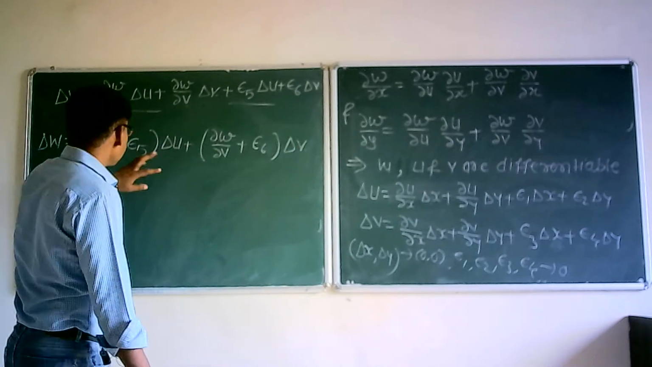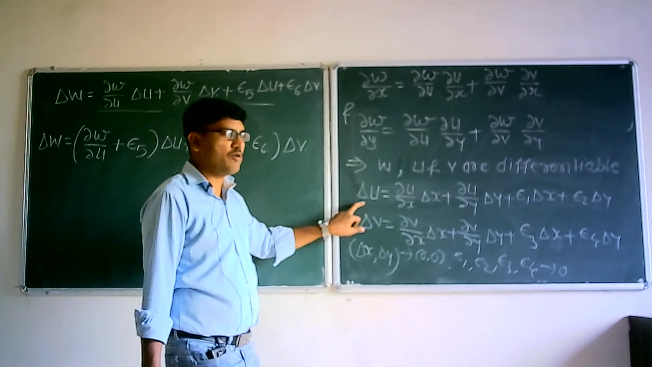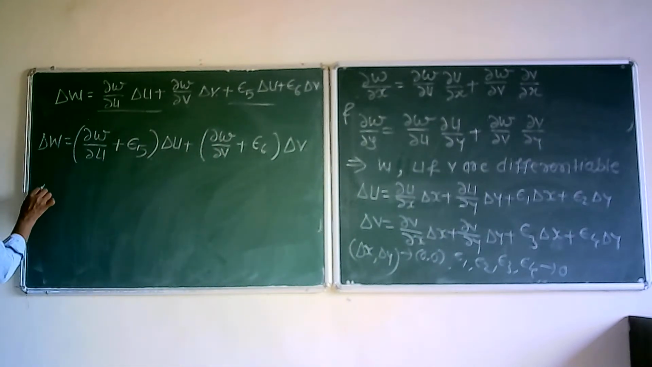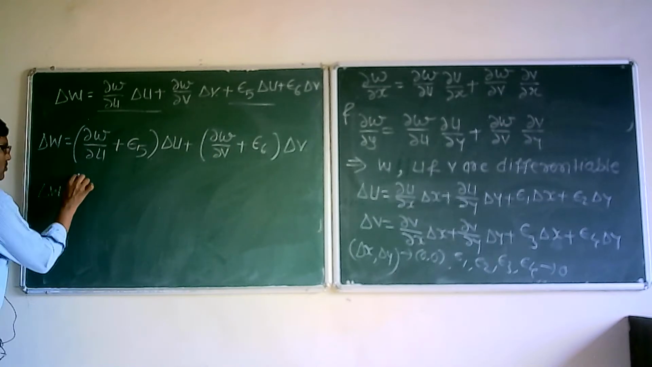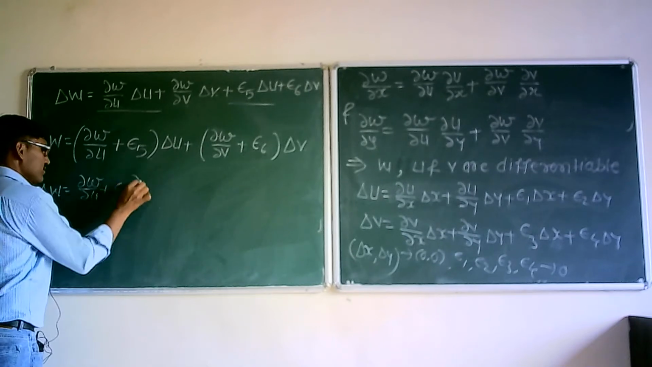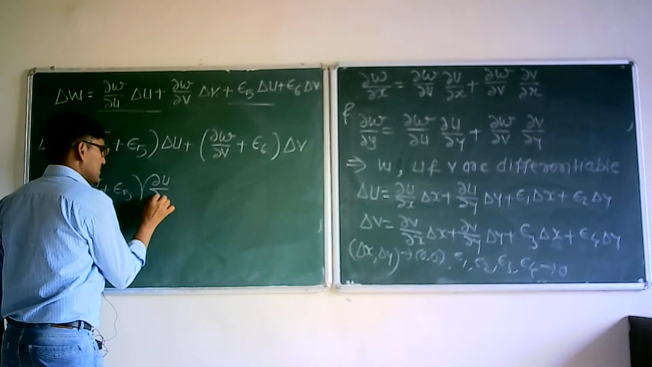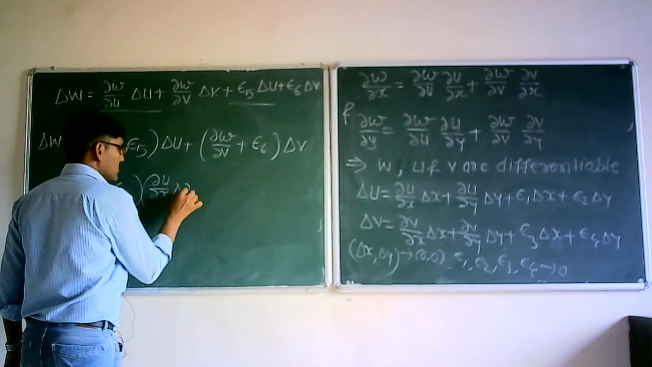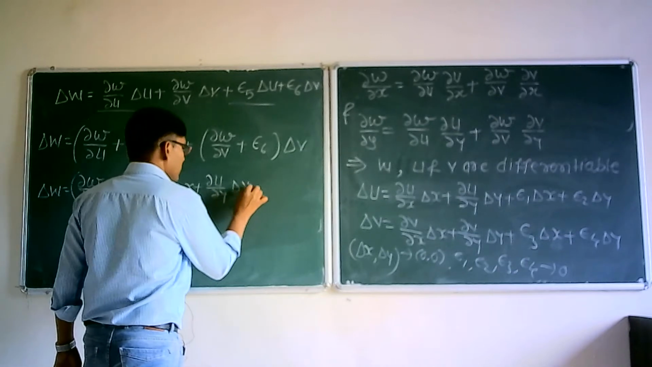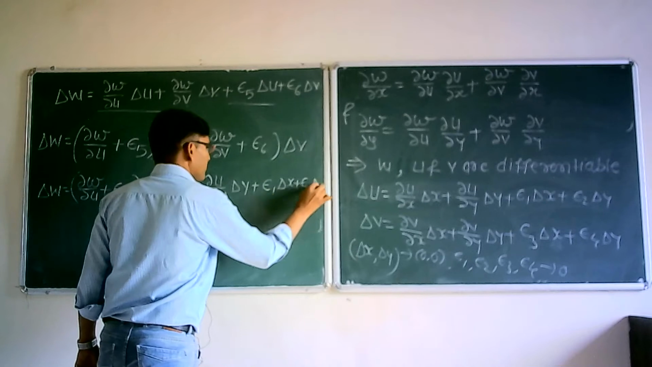But first of all, we are going to put here the value of delta u. What is the value of delta u? We are going to put this value here. So we get delta w is equal to (delta w by delta u plus epsilon 5) multiplied by (delta u by delta x delta x plus delta u by delta y delta y plus epsilon 1 delta x plus epsilon 2 delta y).